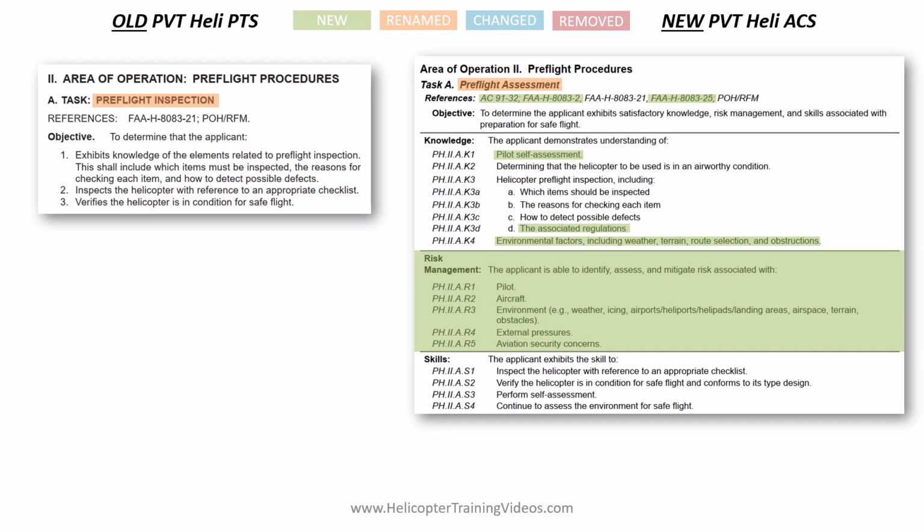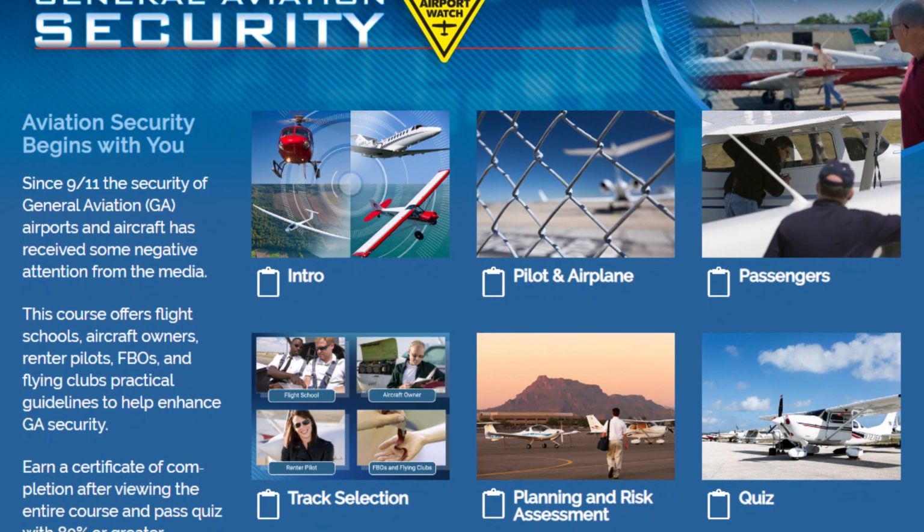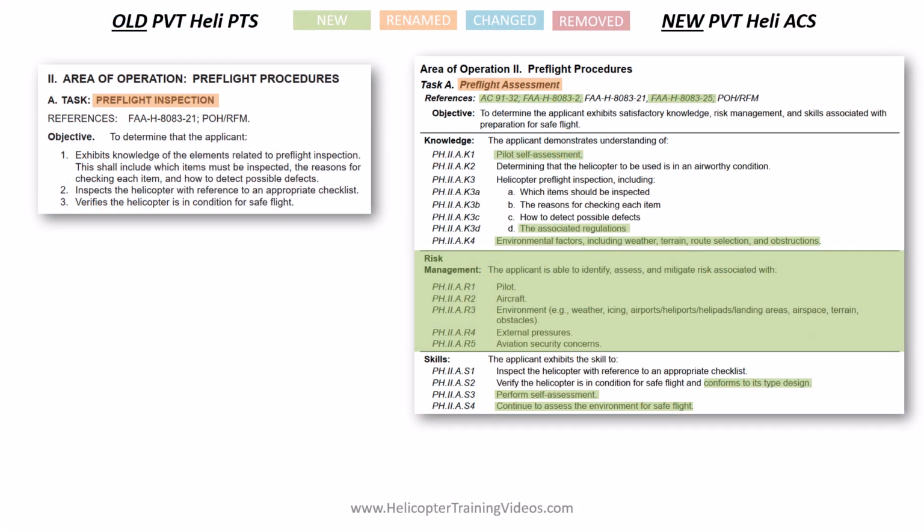I think you're best to look at something like the AOPA's TSA Security Awareness Training course to give you some scenarios to consider. And then under skills, you can see there it talks about verifying that the helicopter is in condition for safe flight and conforms to its type certificate. So the FAA approves an aircraft's type design by the manufacturer, and when the aircraft's built, it is issued an airworthiness certificate plus any additional supplemental type certificates for after-factory equipment changes.